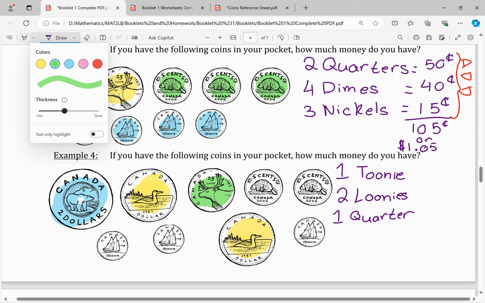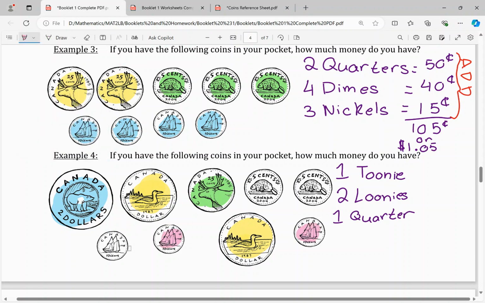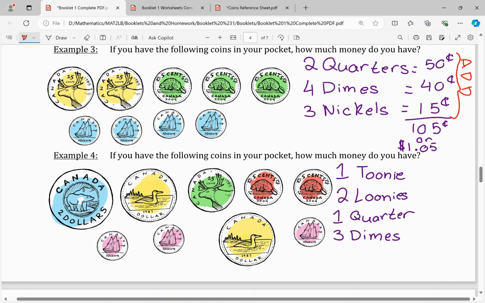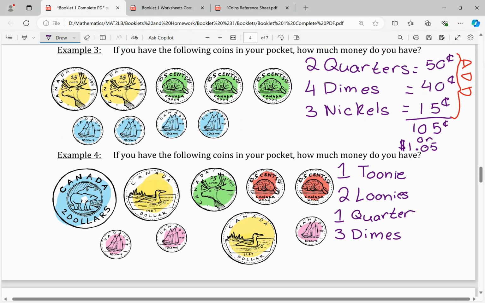I might run out of room here. We have 1, 2, 3 dimes. And finally, we have 1, 2 nickels. So let's write how much money we have from each set of coins. 1 toonie, that's pretty straightforward. Each toonie is worth $2.